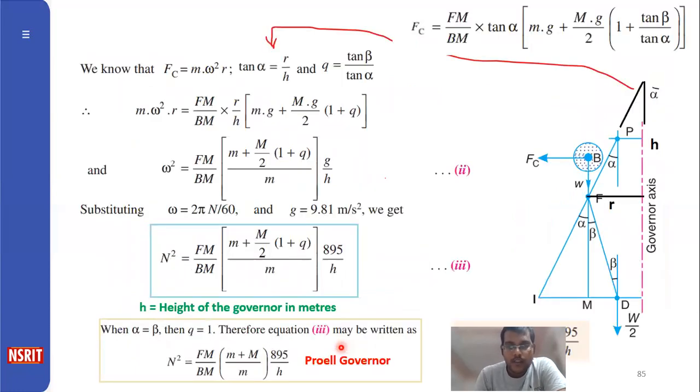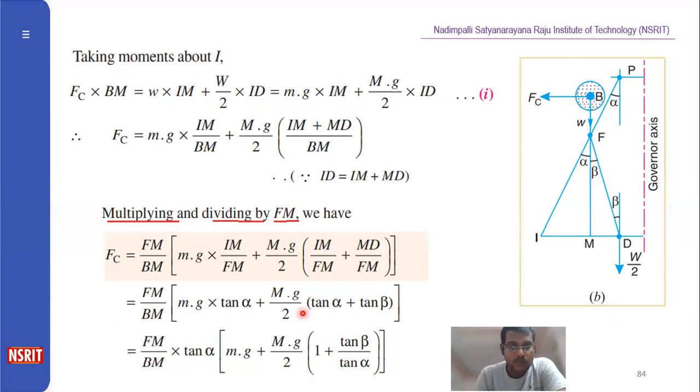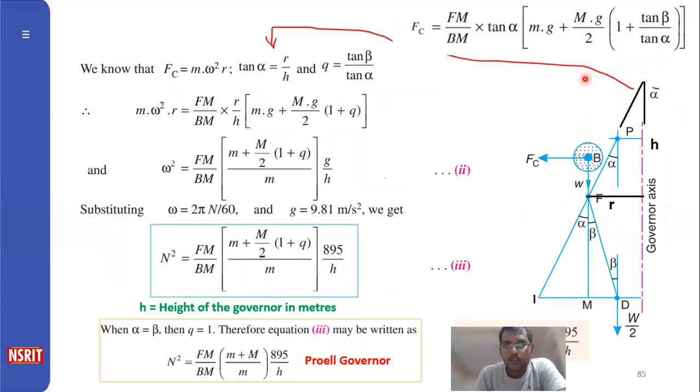Next, I am taking the same equation, the last equation, Fm by Bm into tan alpha, and this term that is taken here. This is the FC equation. Before that, as you know, F is equal to mr omega square, that is centrifugal force. And from this figure, this is the alpha, and this is the height. This is the radius of rotation from the axis to the center of the balls, and this is the height h from this point to this point, the height of the governor. So from that you can write tan alpha equal to opposite r by adjacent h.